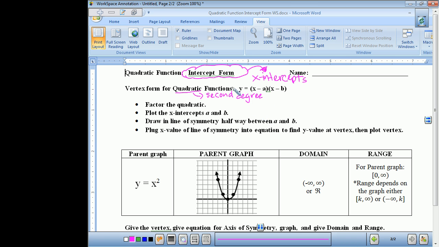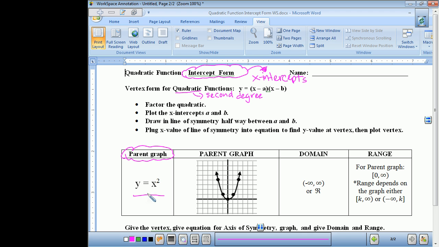Okay, so what do we do if we start off with a quadratic function, like y equals x squared, to graph it? Now, this y equals x squared is what we call the parent graph. There's nothing extra. There's no numbers at all. It's just the x being squared. And this ends up giving us this graph.